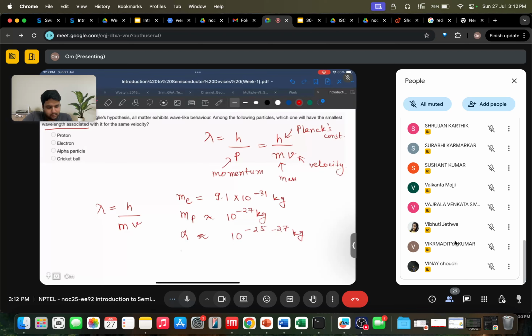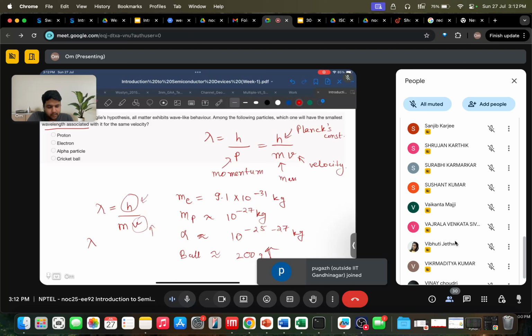But a cricket ball would be at least 100, 150 grams. The smallest ball would have that, or maybe let's say 200 grams. So the mass of the cricket ball is enormously high, Planck's constant is a constant, and velocity is the same, so lambda will be lowest for the highest mass, which is the cricket ball.